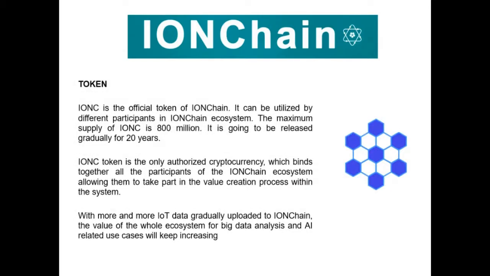And now let's talk about the token. IONC is the official token of IONChain. It can be utilized by different participants in the IONChain ecosystem. The maximum supply of IONC is 1800 million. It is going to be released gradually over 20 years. IONC token is the only authorized cryptocurrency which binds together all the participants of the IONChain ecosystem, allowing them to take part in the value creation process within the system.